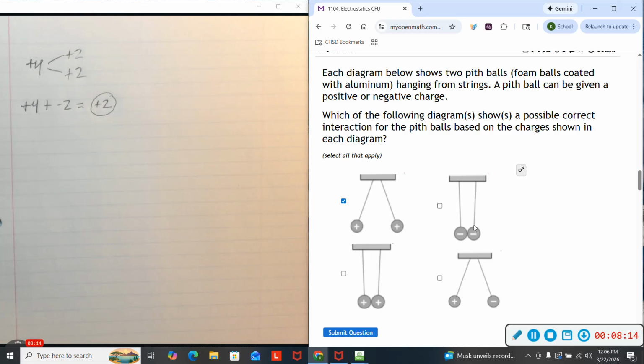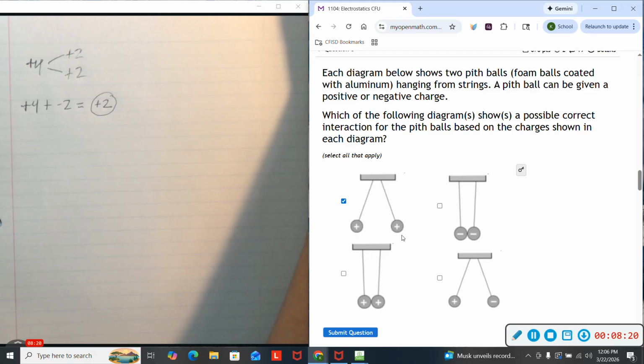So I wouldn't want to select this diagram because two negative or like charges should repel. It should look like the first diagram, regardless of what the charge is. So I'm not going to select this or this for that matter, which leaves me with this one here, which shows opposite charges repelling. If I have opposite charges, they need to attract. They should be together like this.